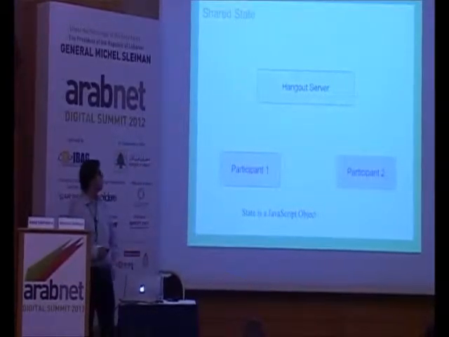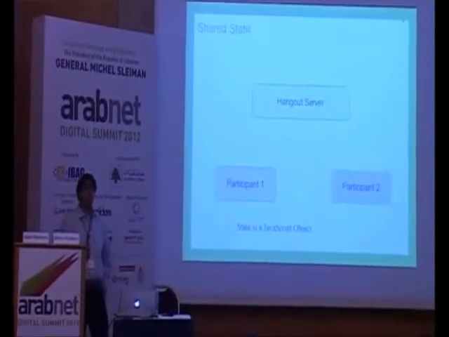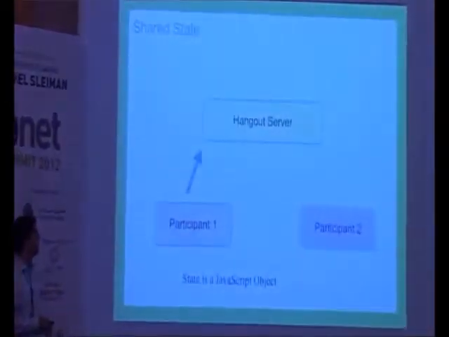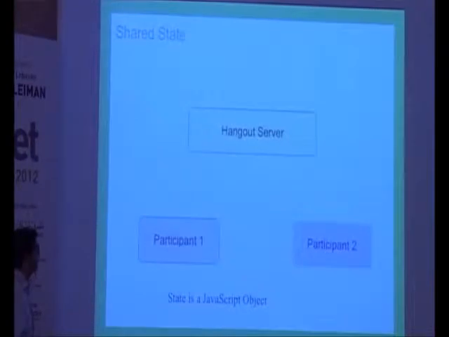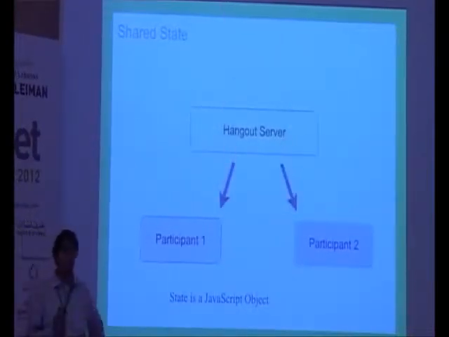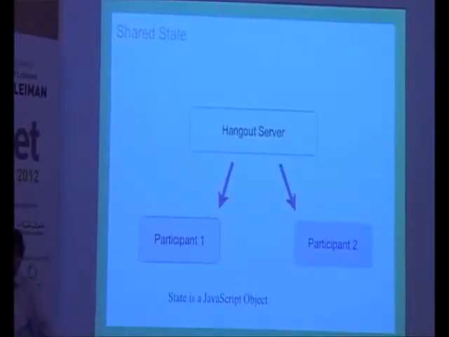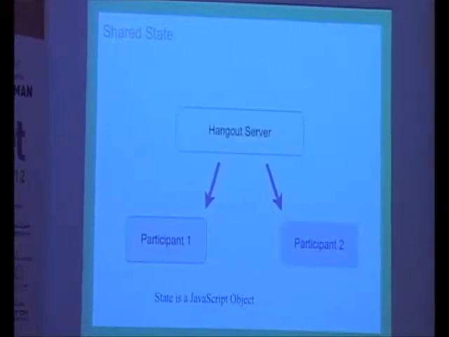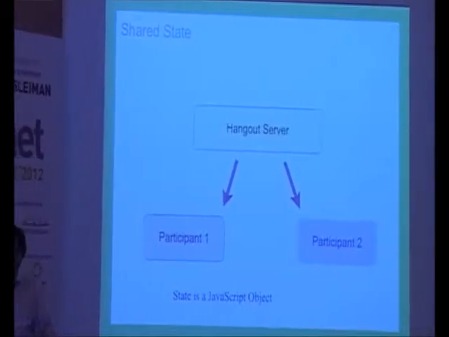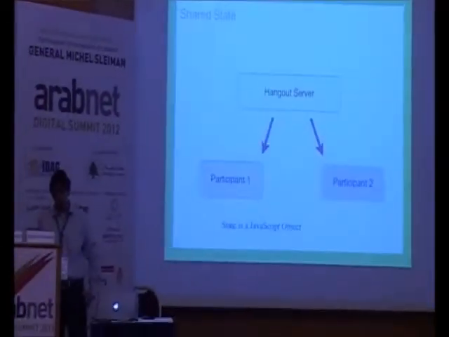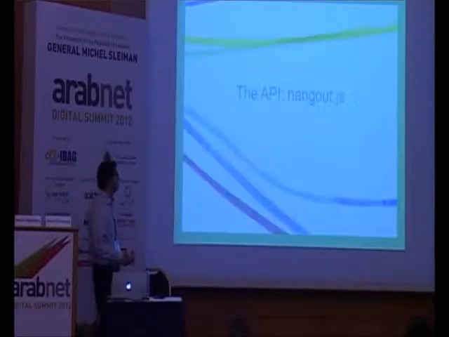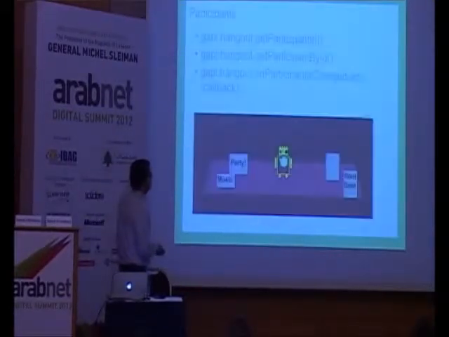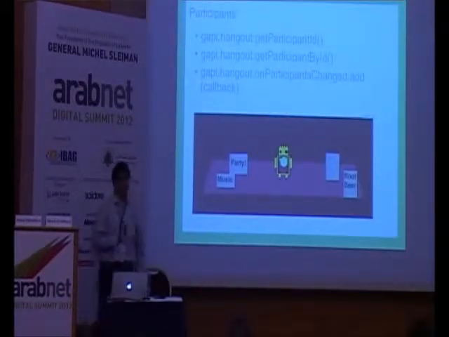So the way the shared state works is if a certain participant changes the state, we upload that to the Hangout server. And then the Hangout server goes ahead and distributes it to everybody, including the original participant. That way allows you to sync your state across all the participants. And one thing I might have mentioned is that it's a JSON string object. So if you have binary data, then you might have to stringify it before you actually distribute it among different participants.